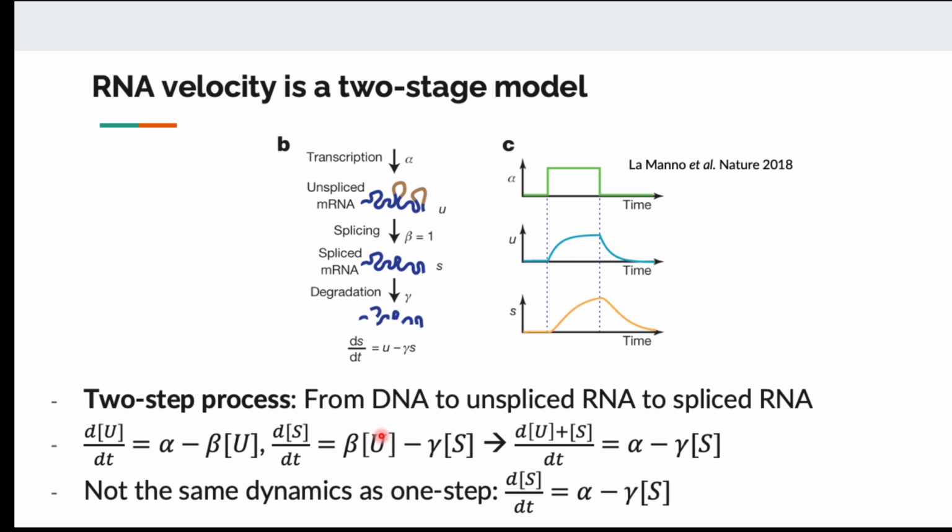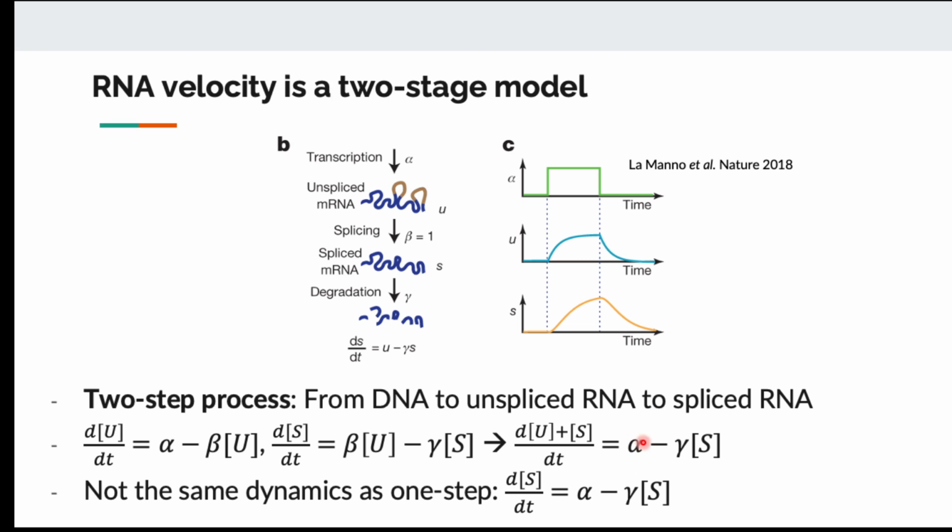And this two-step process, if you add these two together, on the left-hand side you have the change in unspliced and spliced form together, the change in total RNA. It's going to be alpha minus gamma times the concentration of the spliced form, because the beta times unspliced terms cancel out. So when RNA velocity treats transcription as a two-step process, it gives rise to dynamics that we didn't see before.